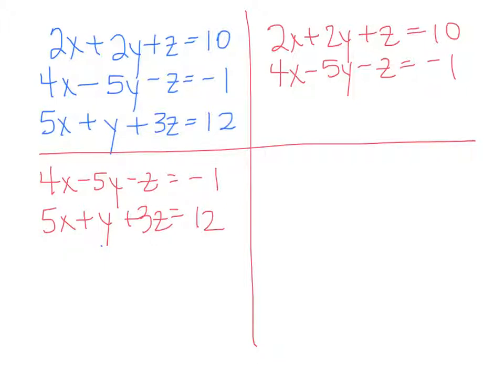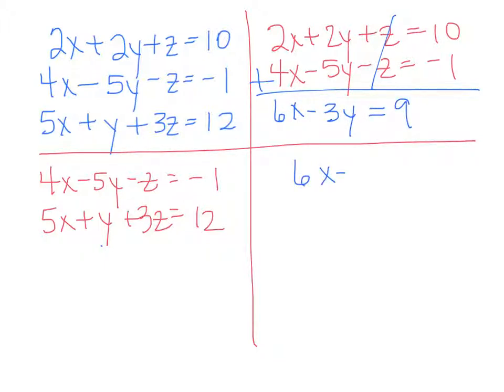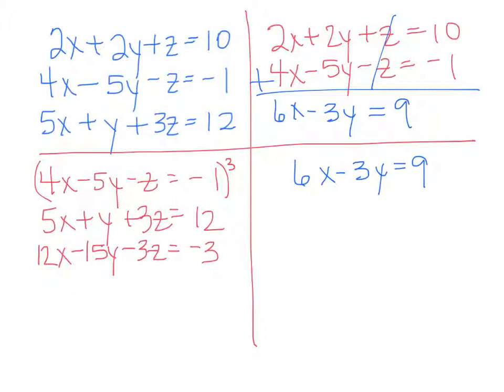So I'm going to cancel z's because it looks like right over here my z's will cancel on their own. So if I cancel z's there, I end up with 6x minus 3y equals 9. So then that 2 variable equation comes right over here. And then I'm going to cancel z's here. So I'll have to multiply this one by a 3. And then add down. So it looks like I'm going to get 17x minus 14y equals 9.